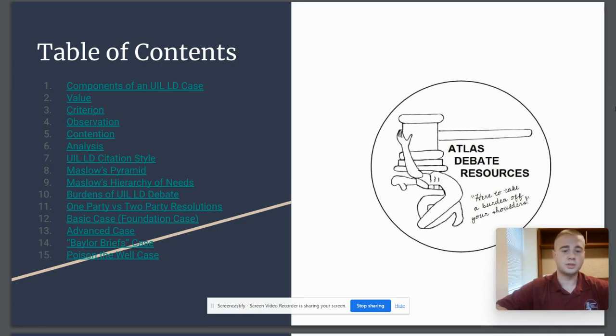Because of how long it is and how much information is in it, we're going to be breaking this video down into multiple sections. Today, we're covering points 1 through 7, just the basic components of a case that are universal amongst all of them. So let's get started.